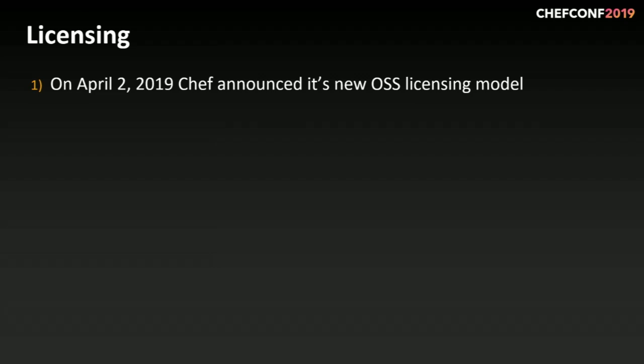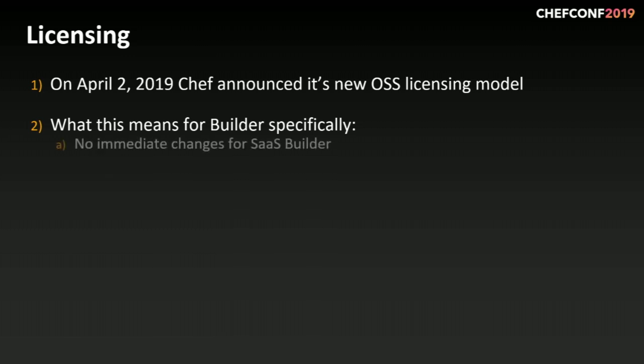But one other thing I wanted to talk about before we get into really the meat of the discussion was licensing. And this is kind of my public service announcement. If we haven't talked about this enough already, we did announce a new licensing model for Chef in April. And Chef is 100% open source. And the great thing is, Habitat and Builder have always been 100% open source. So there's not a lot of changes here for us. But I did want to walk through a few things, especially what this means for Builder specifically.